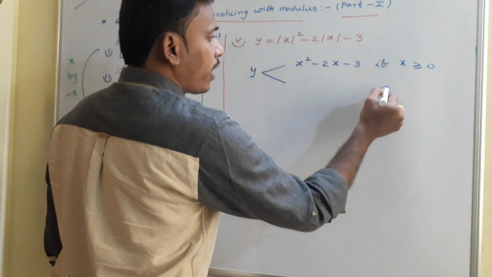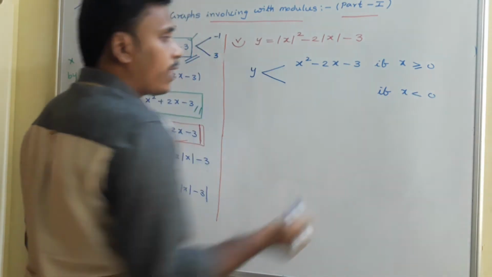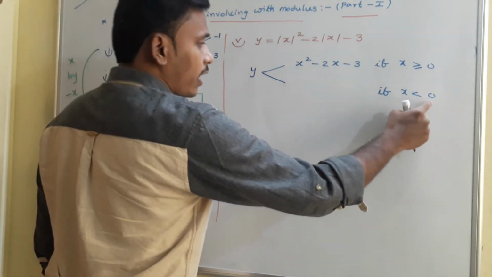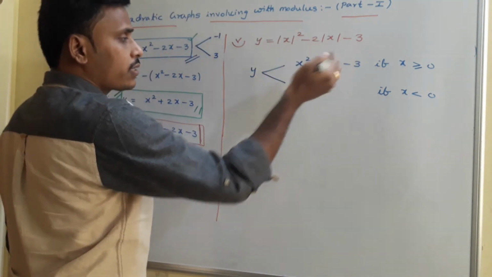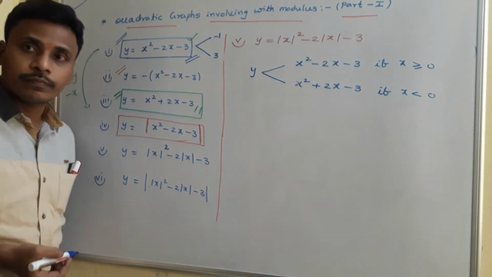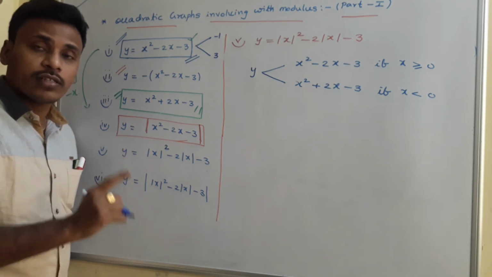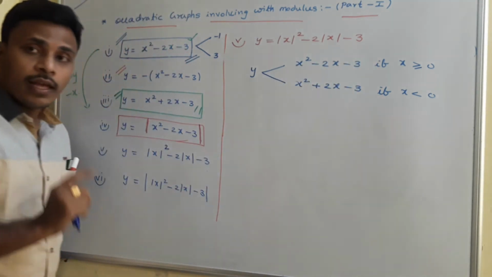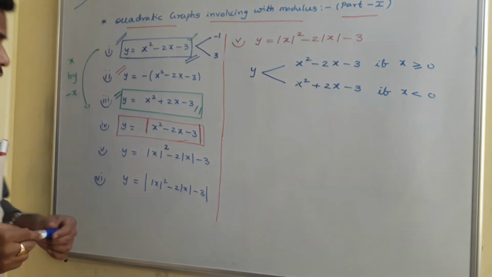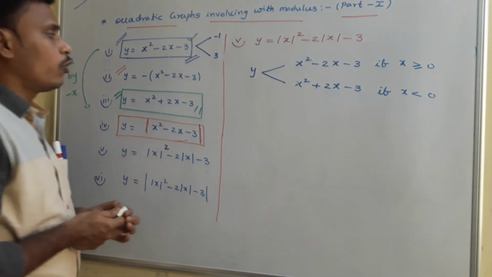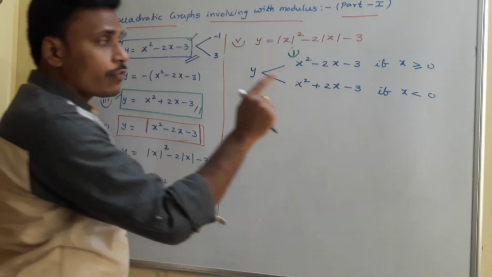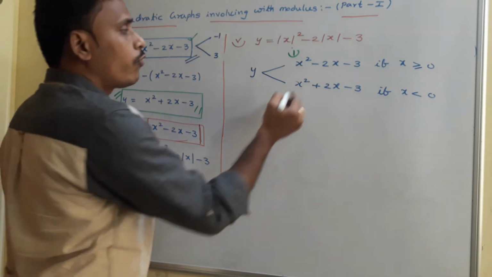What do you say about if x is negative? I think you all know that if x is negative, modulus of x is minus x. Since x is negative, replace modulus of x with minus x, then it becomes like this, x square plus 2x minus 3. So if x is positive, modulus of x is x, x square minus 2x minus 3. If x is negative, modulus of x is minus x, so x square plus 2x minus 3. Now when you observe, if x is positive, you need to follow the graph of the first expression, whereas if x is negative, you need to follow the graph of the third expression.